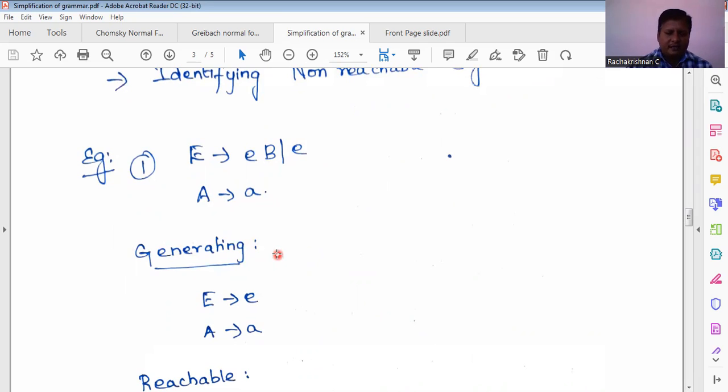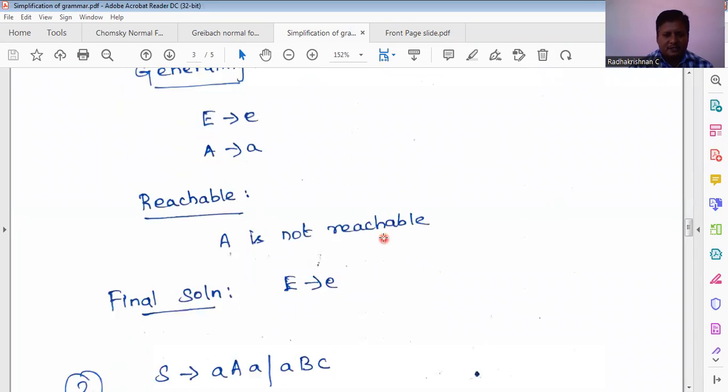Generating means what we define here now. Whatever production rule is given, if a capital symbol, a non-terminal, is possible to reduce or generate, or possible to give a small letter character, meaning a terminal, then the non-terminal we call a generating symbol.